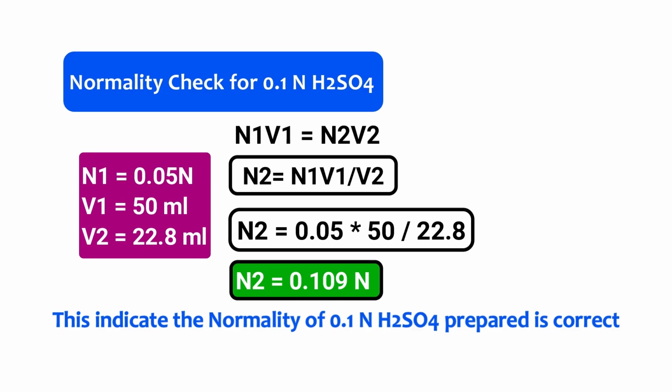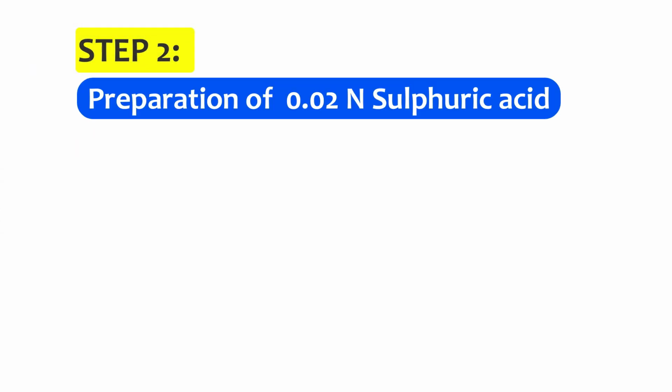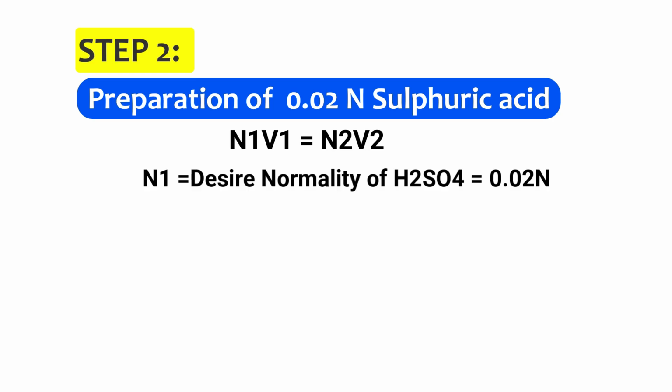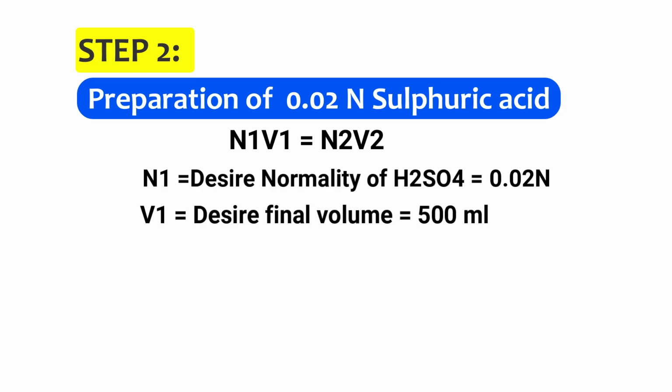Now, once you have confirmed the normality of the sulfuric acid used, we can move on to the next stage, which is the preparation of the 0.02 normality sulfuric acid. To do so, we again have to use the N1V1 = N2V2 equation. From this equation, the desired normality of sulfuric acid that we want is 0.02 normality, and let's say the desired final volume we want to make is 500 ml. And the N2 we already know, that is 0.109 normality.